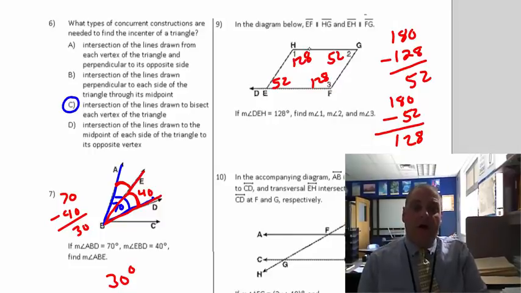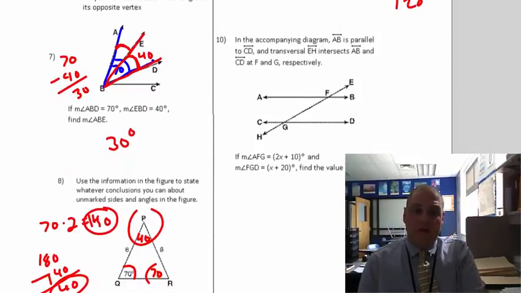Now, how do I know I'm right? Well, if you add them all up, you should get 360. Okay, so 256 and 52, and then another 52 gives me 360. All right? And then number 10, and then we'll do our constructions.